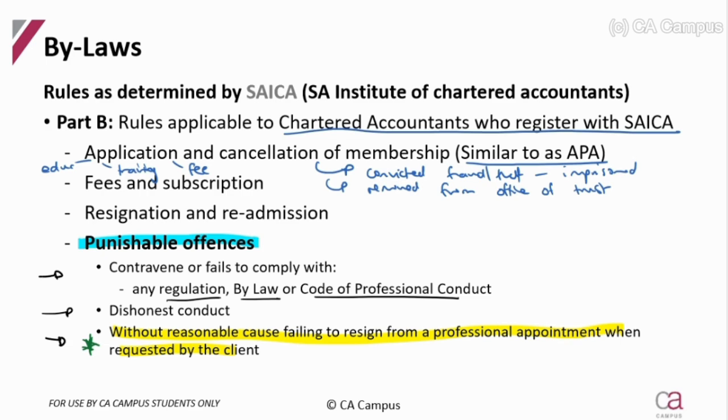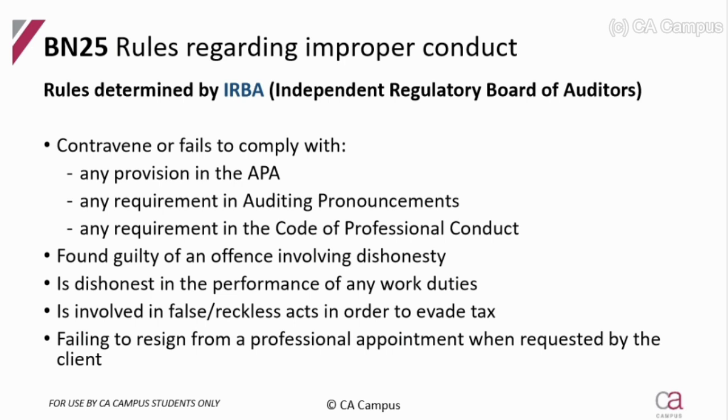The nice thing is that the IRBA rules regarding improper conduct align nicely with those bylaws. So once again, where you could get 1 mark for saying this is a punishable offence in terms of bylaws, you might not get another mark for saying this is also a contravention of the rules regarding improper conduct. So these are rules that are determined by IRBA, the Independent Regulatory Board of Auditors. It says if we as an auditor don't comply with the APA, any of the auditing pronouncements, or the CPC, then we have contravened the rules regarding improper conduct. If we are found guilty of dishonesty or misconduct, and then if we fail to resign as auditors when requested by clients. So it's literally just adding 1 mark or 1 point to say non-compliance with the rules regarding improper conduct, non-compliance with the bylaws.